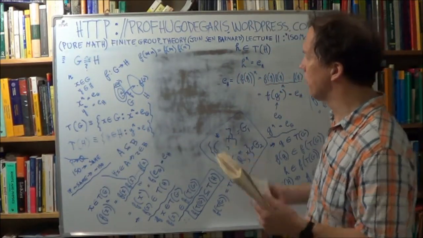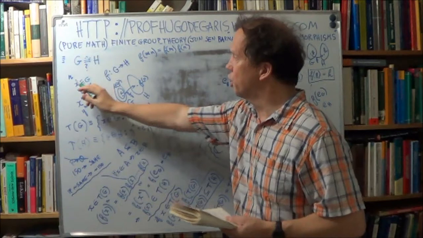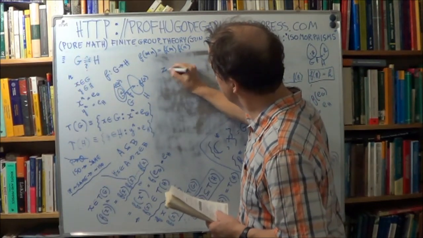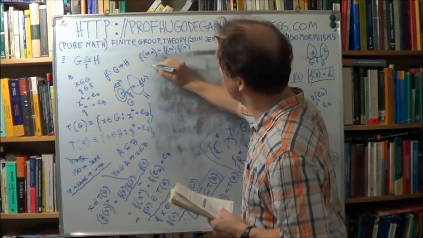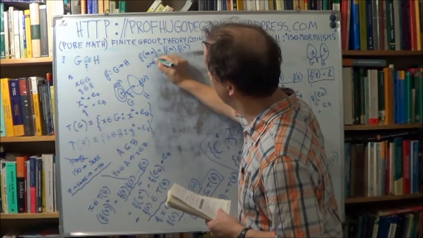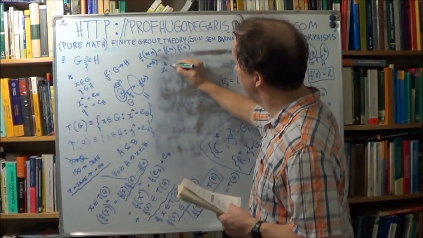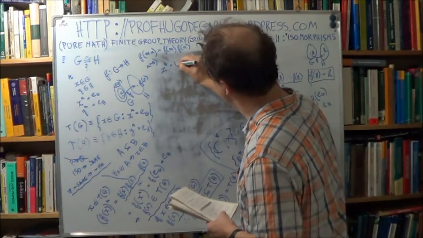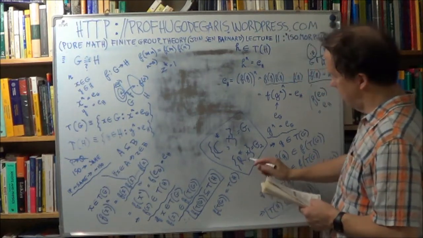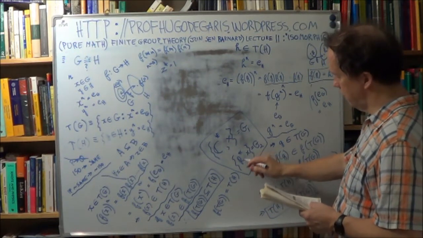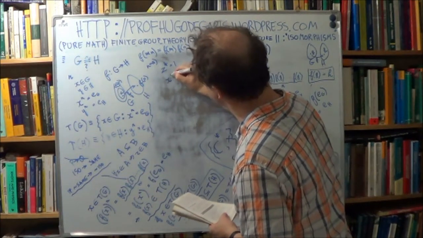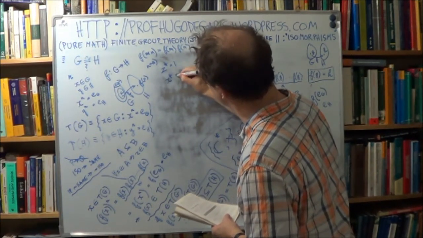Well, here's the problem. Let's just choose an n. So let's choose n as 4. So n is 4, let's say. And the unit for this group is 1. And similarly for this one. So we'll call that x. So x to the 4th is 1.